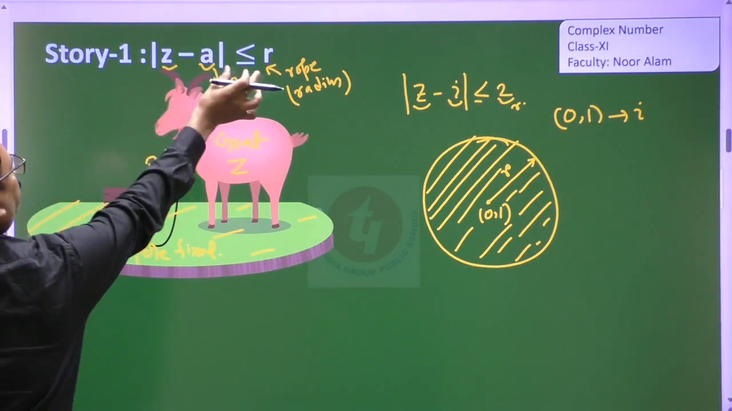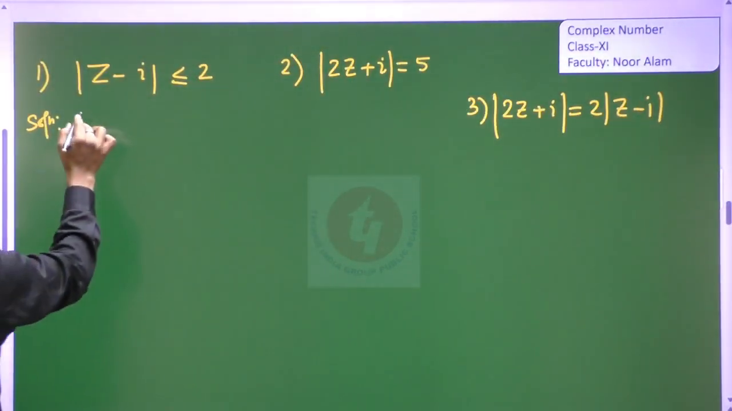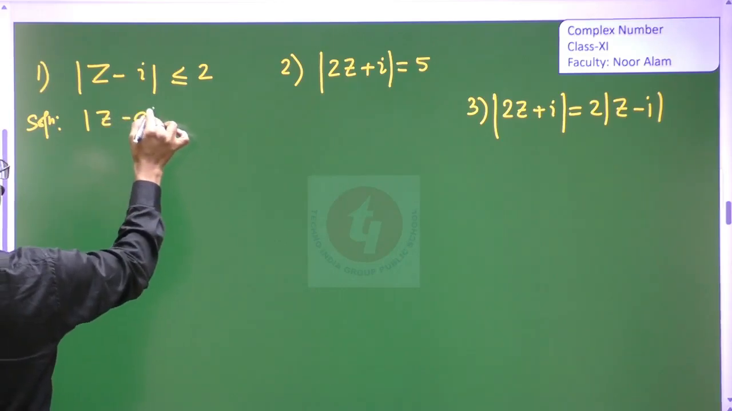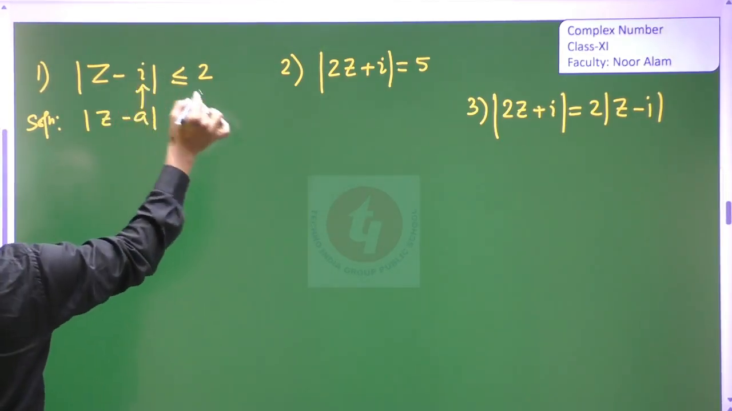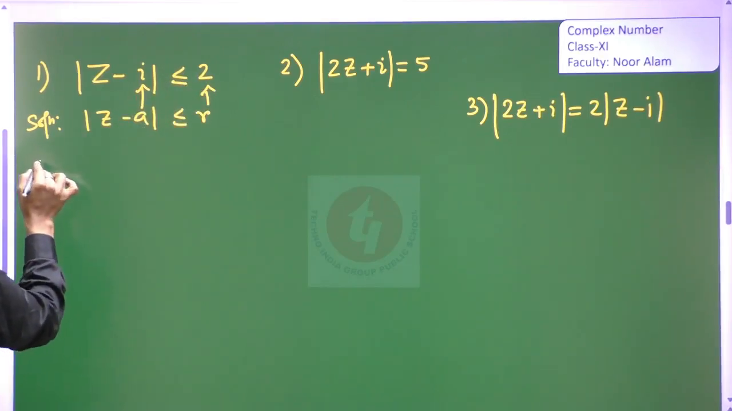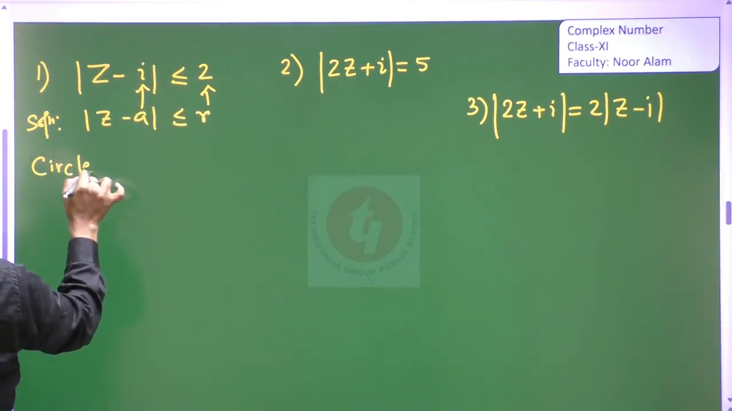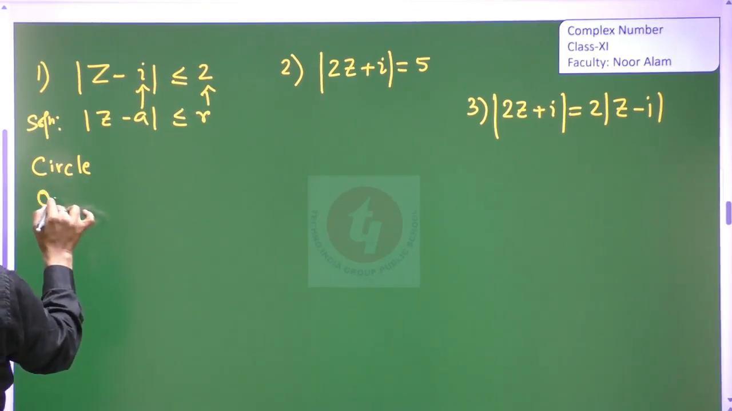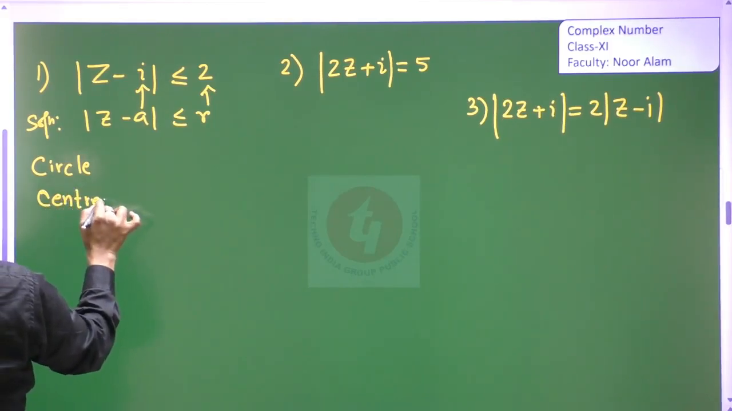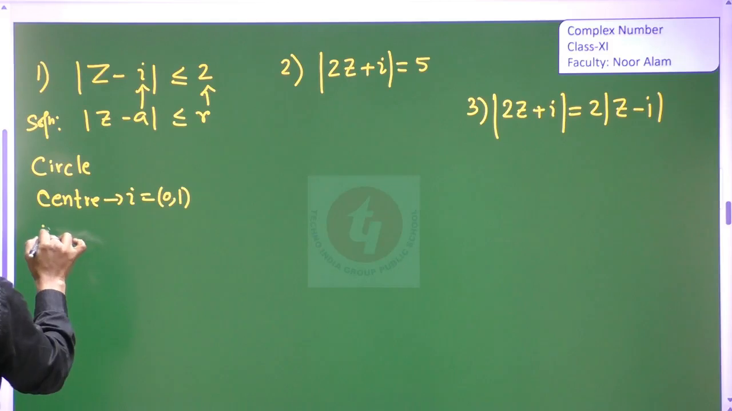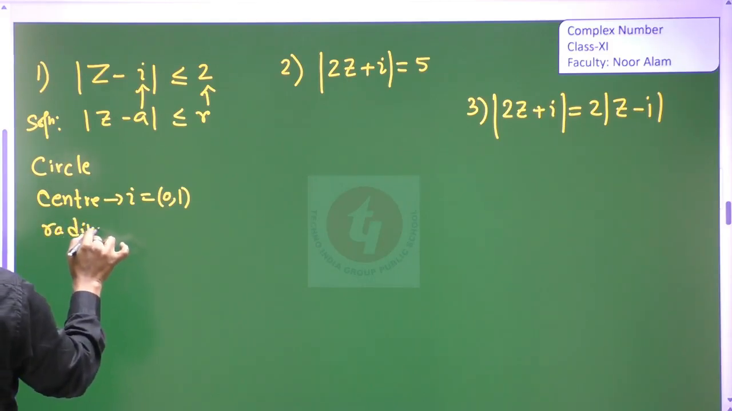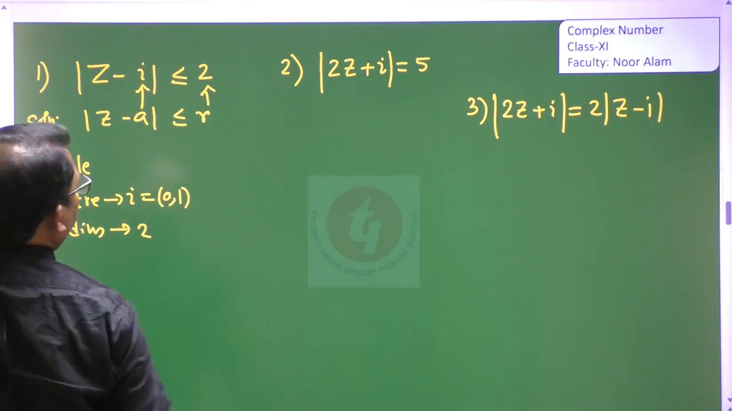Mod of z minus a is less than or equal to what? Mod of z minus a is less than or equal to r. So it's actually a is iota, r is 2. So what we get is a circle whose center is iota, or you can say 0, 1, and the radius of this circle is 2 units.